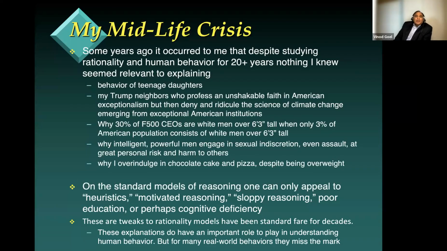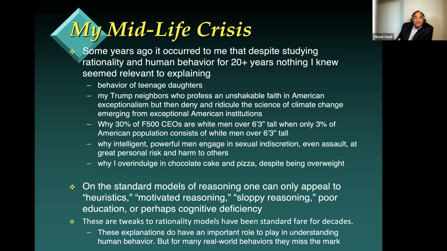So this book began some years ago. I had a bit of a crisis when it occurred to me that despite studying rationality and human behavior for 20 plus years, nothing I knew seemed relevant to explaining the behavior of my teenage daughter or my Trump supporting neighbors who profess an unshakable faith in American exceptionalism, but then deny and ridicule the signs of climate change that emerges from exceptional American institutions.